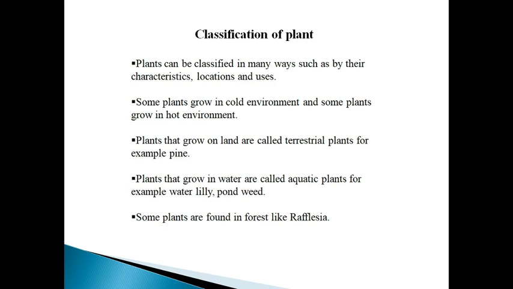Now I give you an example: the Rafflesia flower. This flower is found in the forests of Malaysia and Indonesia. Now, some plants catch insects and trap them for their survival, for example, the Venus flytrap. These plants are called insectivorous plants.